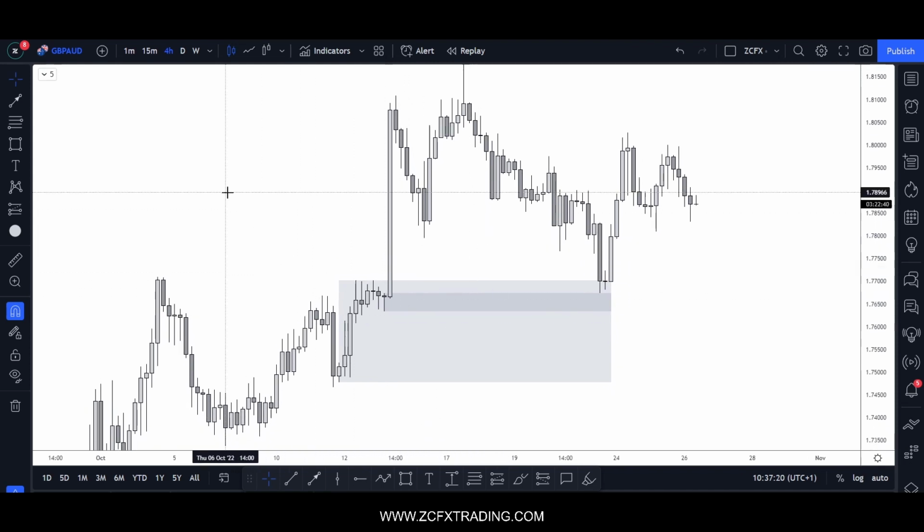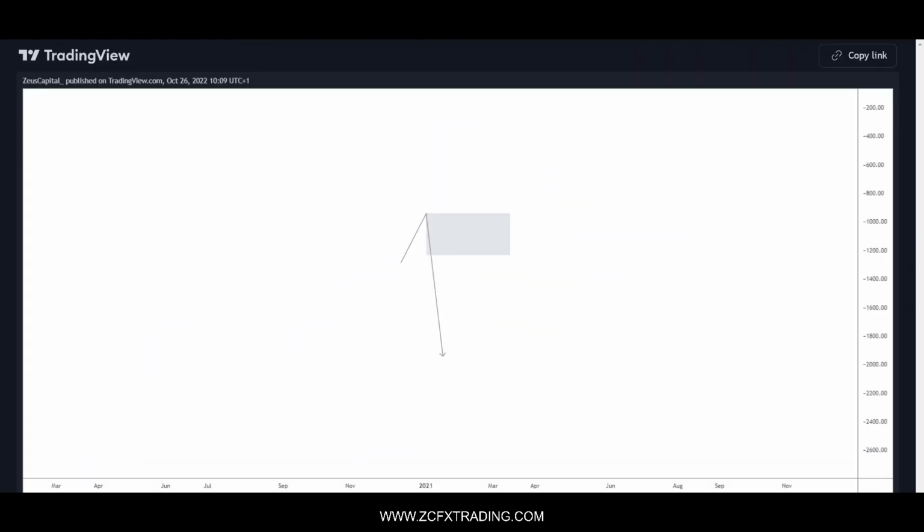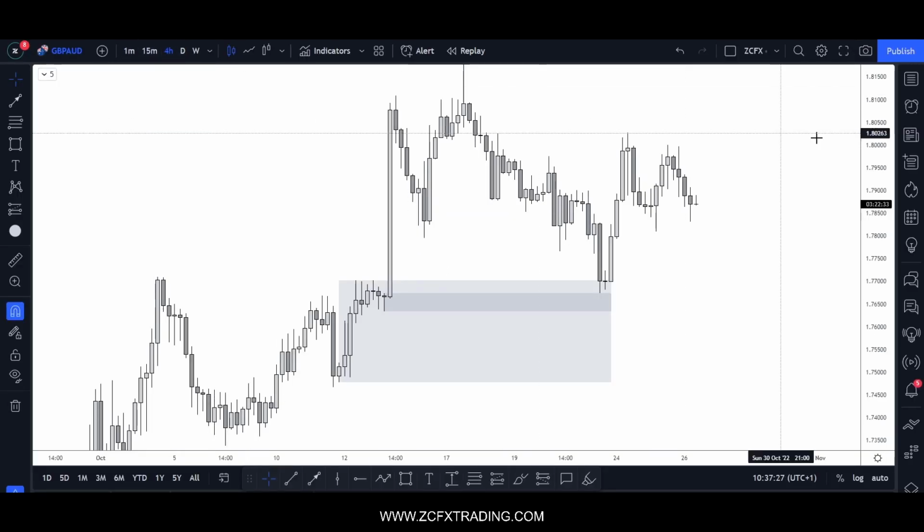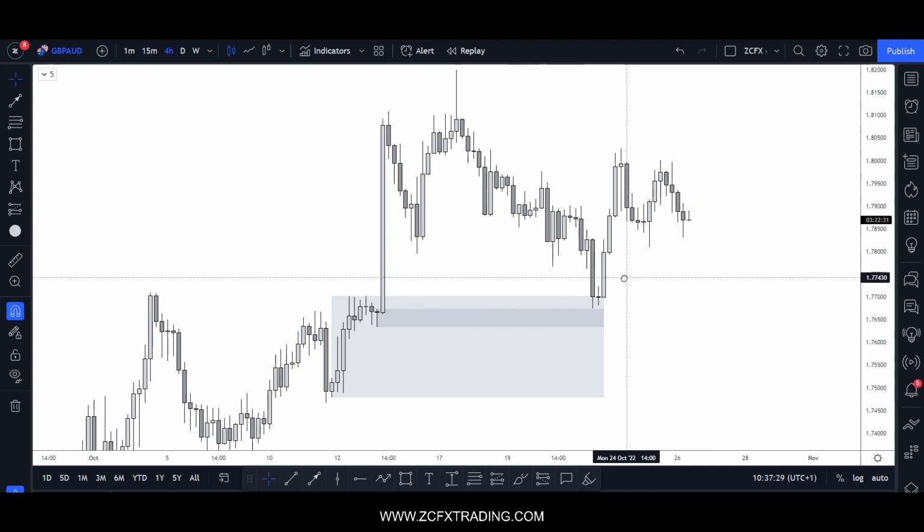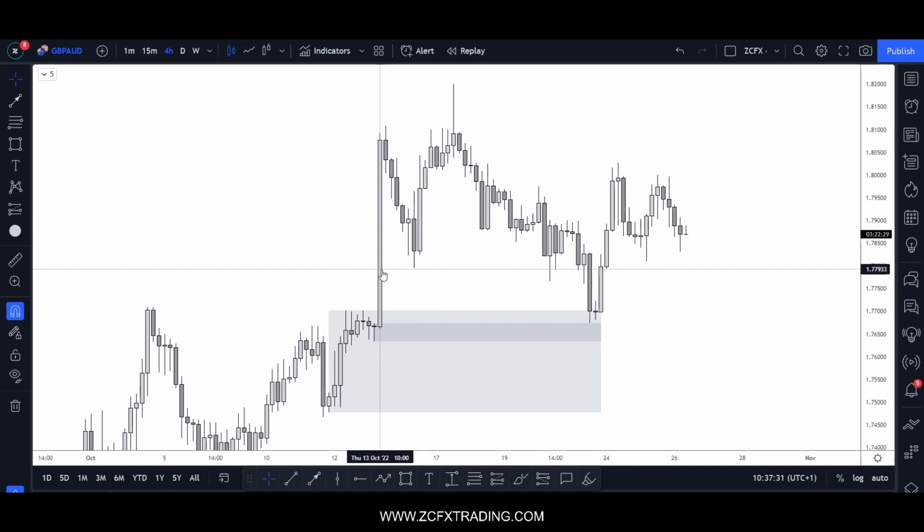And yeah, don't over refine. Remember what validates a clear POI. And you can take those time frames and the pairs that I trade into consideration as well. But just don't over refine and keep it simple.